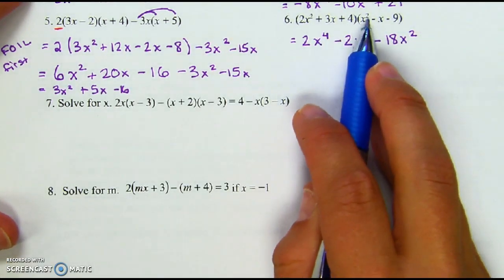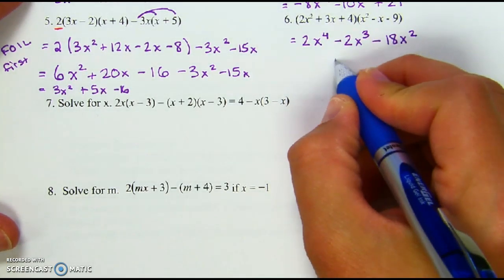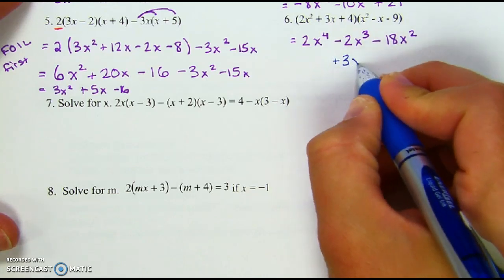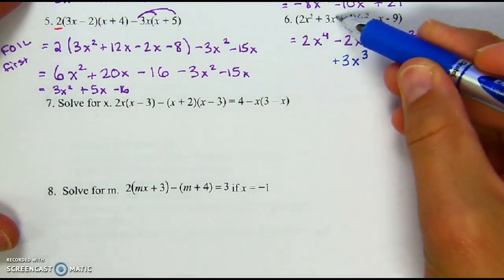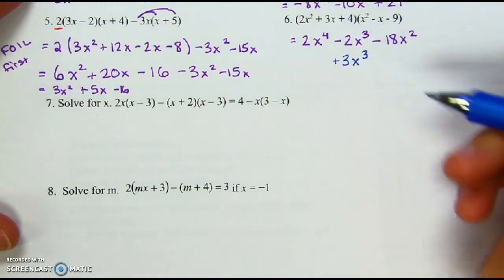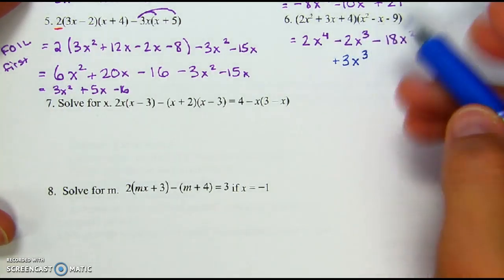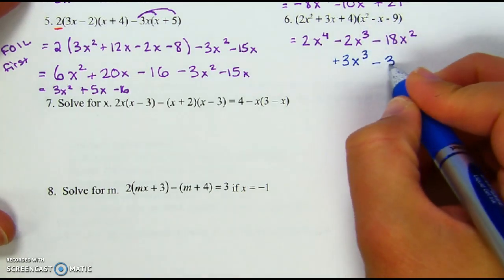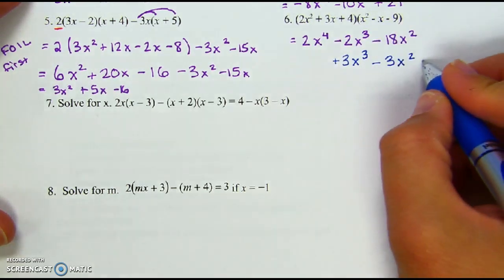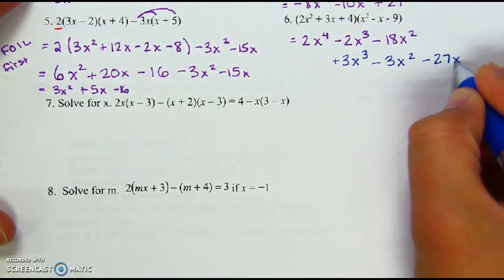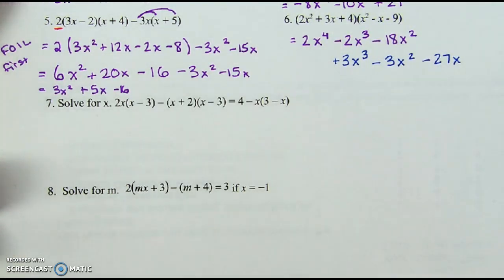3x times x squared, but watch where I'm going to write it. I'm going to write it right here, plus 3x cubed. Now why did I write it there? Because these line up. So we have 3x times x squared is 3x cubed. 3x times -x is -3x squared. 3x times -9 is -27x. Doing okay?